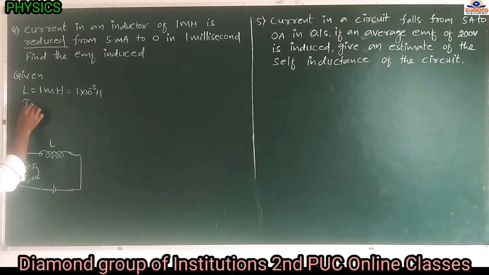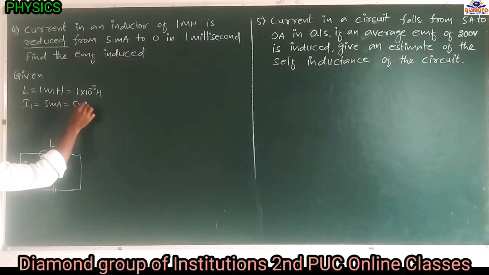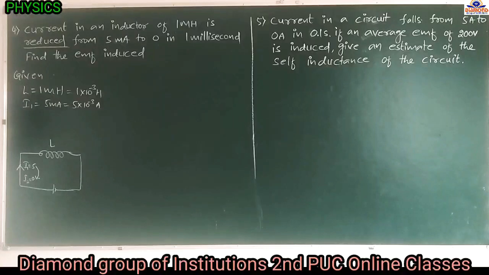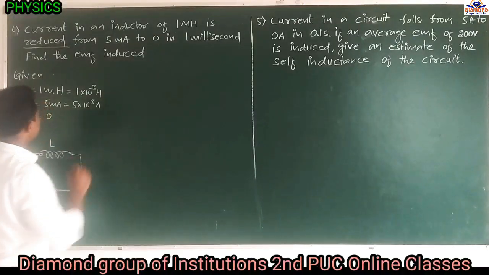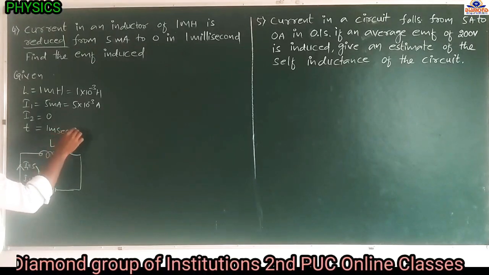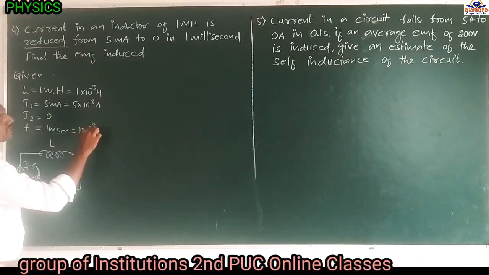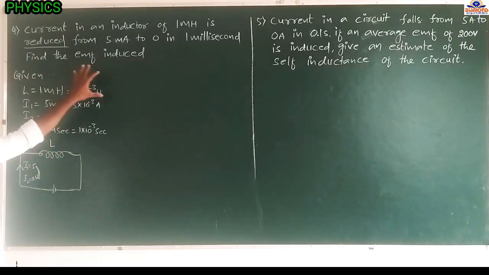We write I1 equals 5 milliampere, that is 5 into 10 to the power of minus 3 ampere. Next, I2 equals 0. Then the time is given for the current to decrease in the circuit. What is the time here? 1 millisecond, so t equals 1 into 10 to the power of minus 3 second. This is the given data in the problem.